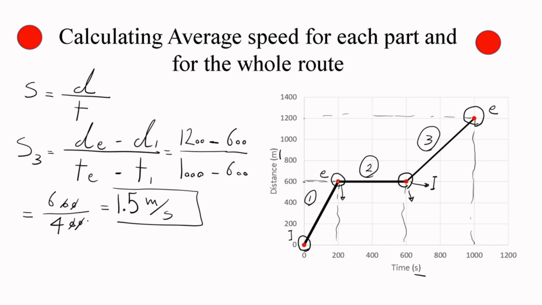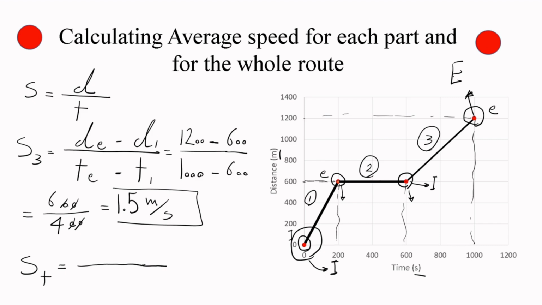Let's calculate average speed for the whole route. I'm going to show it with T, which stands for total. What is the ending point of the whole route? This is the ending point of the whole route, okay? And which one is the initial point of the whole route? This is the initial point, a starting point of the whole route.